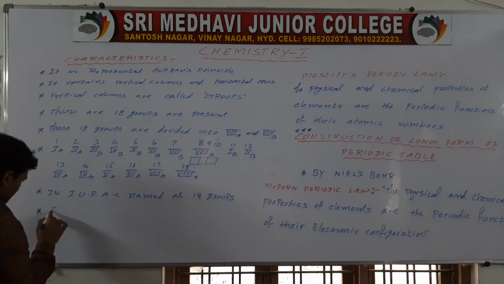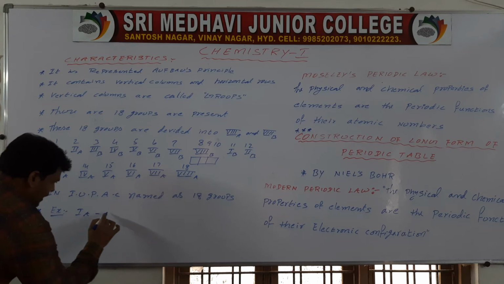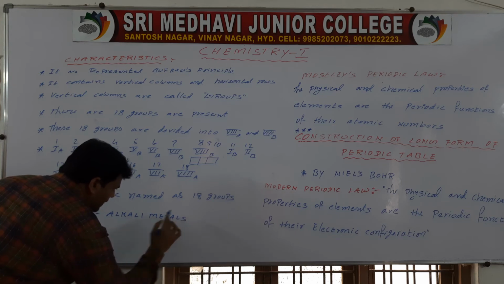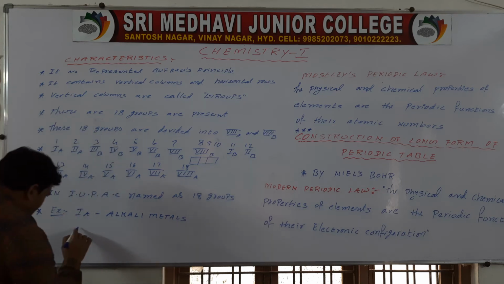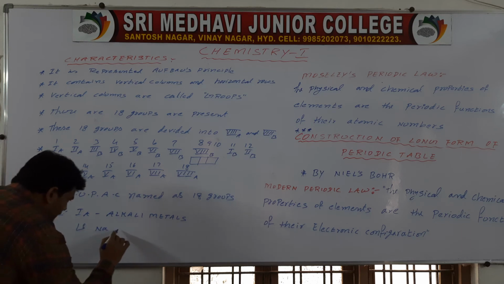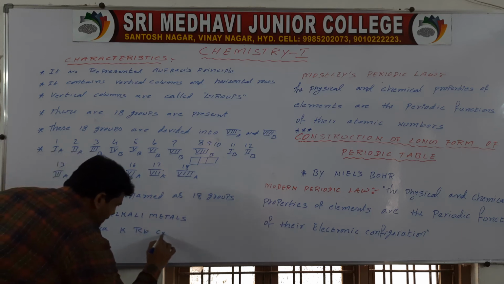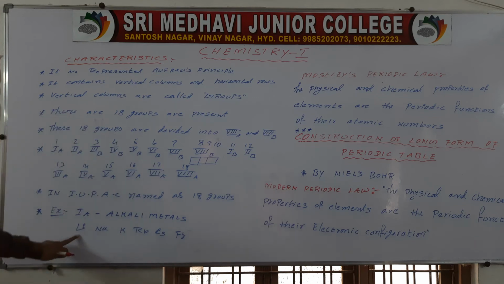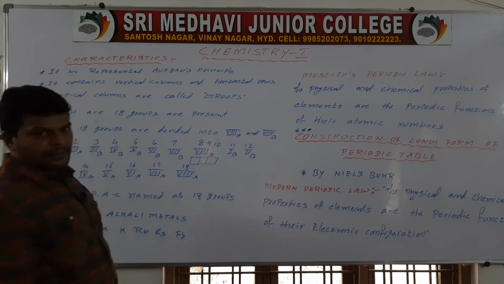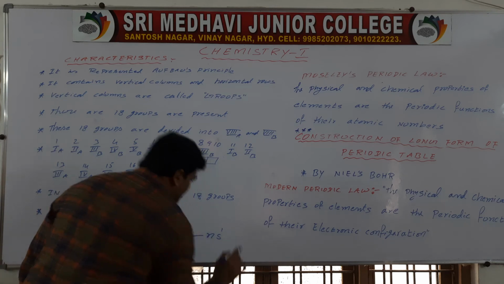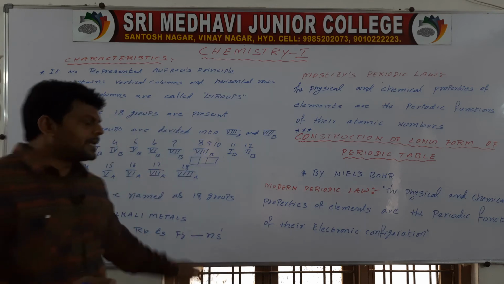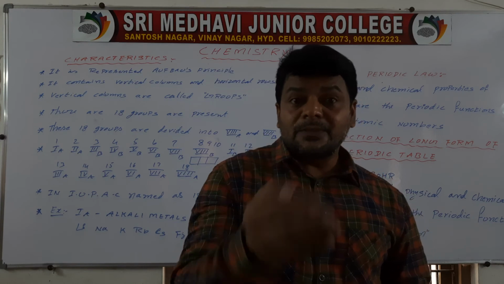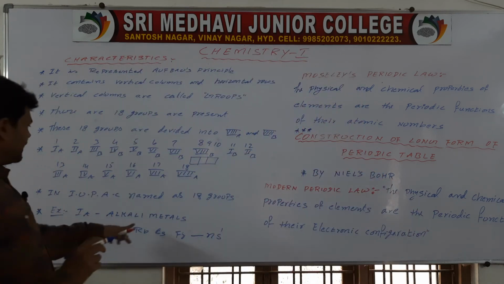For example, first A are called alkali metals. What are first A group metals called? Alkali metals. Here lithium, sodium, potassium, rubidium, cesium, francium are present. Their general electronic configuration is ns1 because they contain only one electron in their valency shell. The group number indicates the number of electrons present in the valency shell.